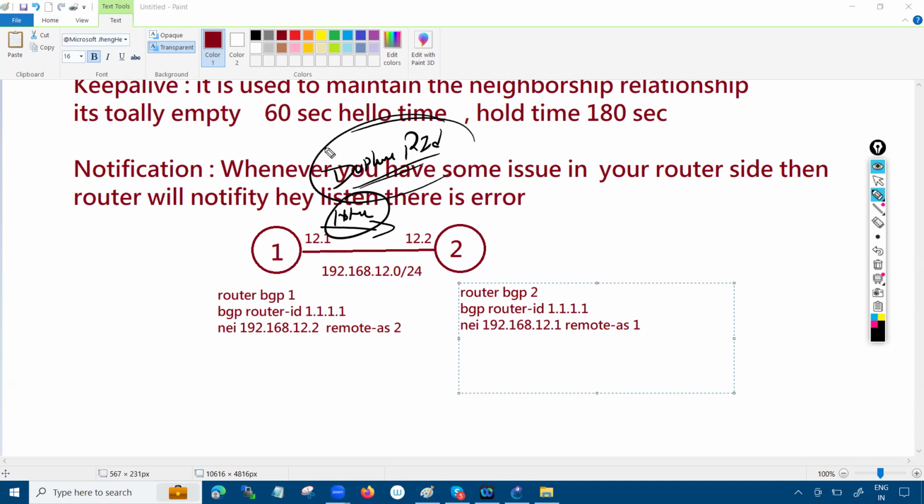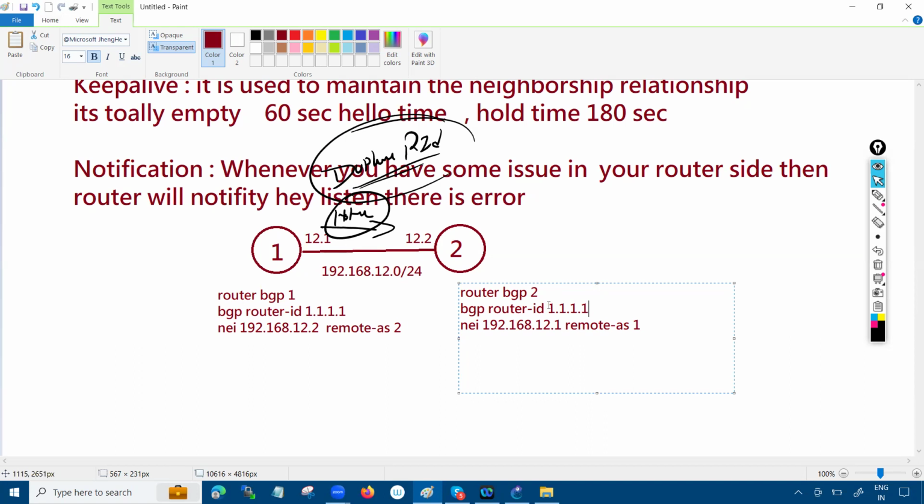We found a duplicate router ID. So in that case, the router will generate the notification packet. If you have a duplicate router ID, the router will notify the other router: hey, there's an issue, we cannot form the neighborship because of the duplicate router ID.